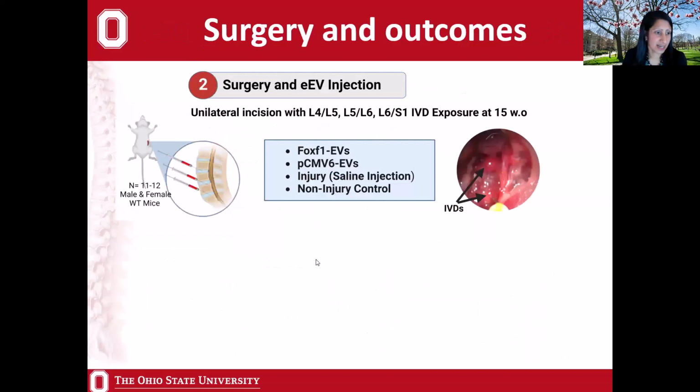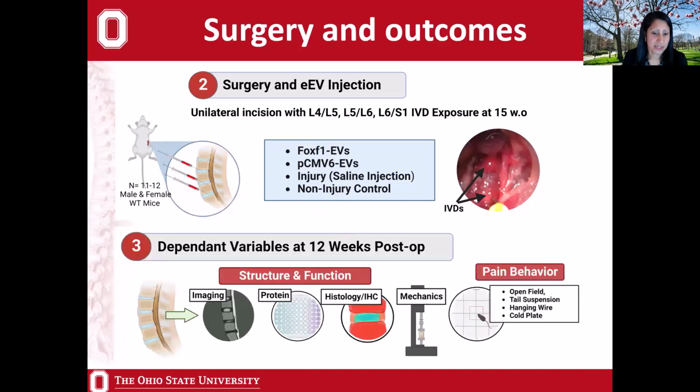We then, using our injury model that I just described to you, had the following treatment groups. We had a FOXF1 EV group, a sham EV group, just an injury, which was a saline injection, and then we had a non-injury control. And so in terms of dependent variables, at 12 weeks, we did imaging, we assessed for protein, we did histology, we did mechanical testing, and then we also looked at pain behaviors.